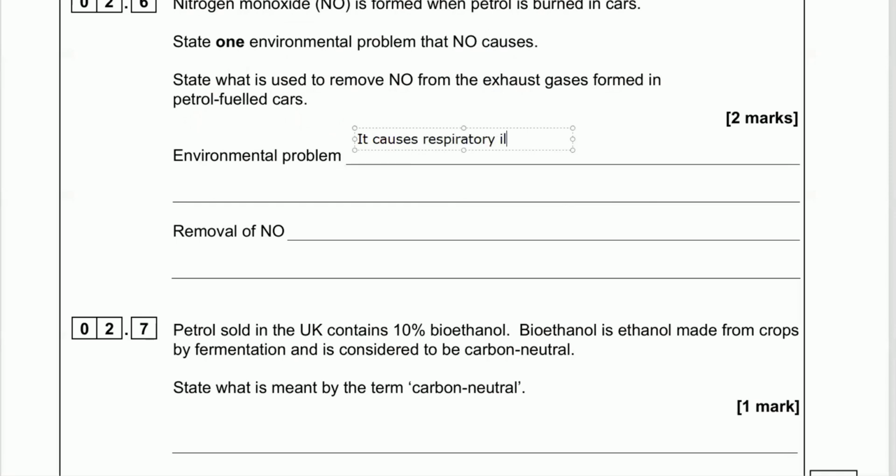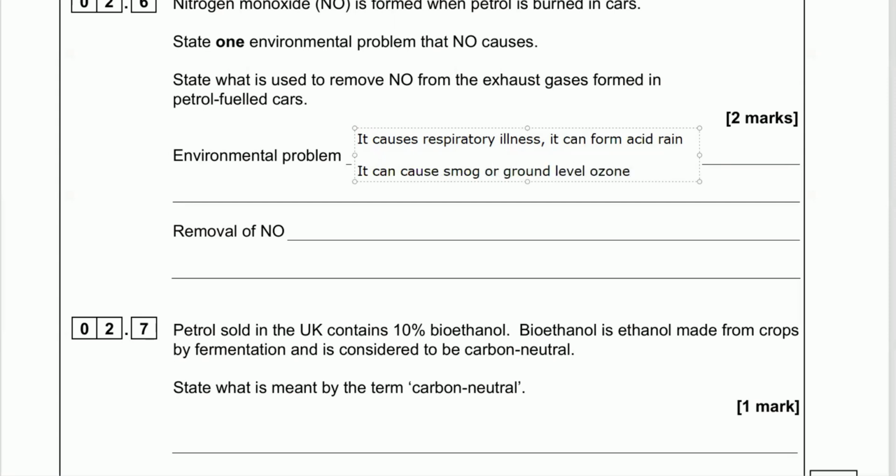So for the environmental problems, there are like 4 different answers you can give here. Nitrogen oxides, so that's dioxide, trioxide, or monoxide, cause respiratory illness. They cause breathing difficulties, basically. And they also form acid rain. So any of the nitrogen oxides can dissolve in water in clouds, react with the water to form HNO3, aqueous, which is nitric acid, which is acid rain. And they can also form smog and ground level ozone.